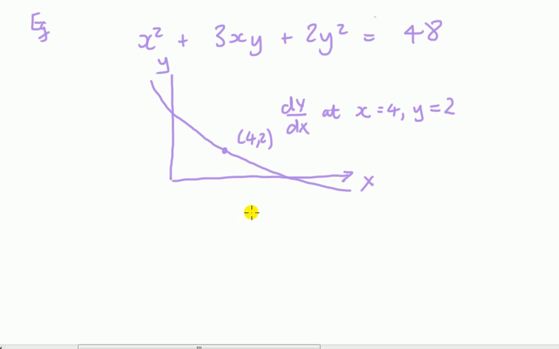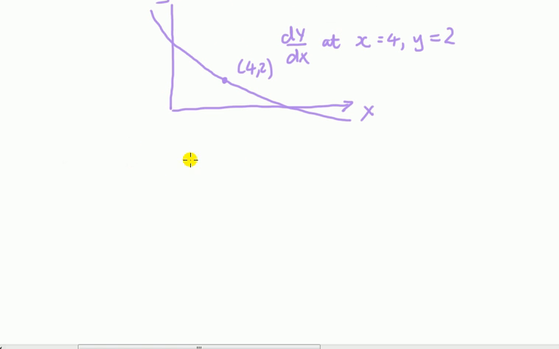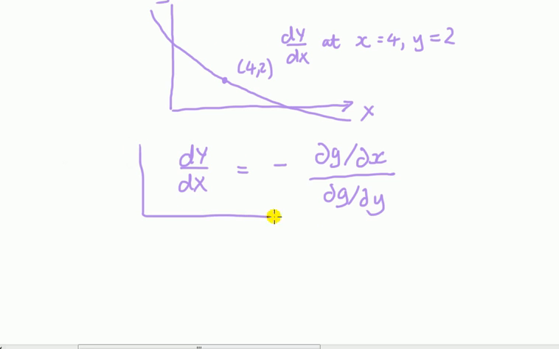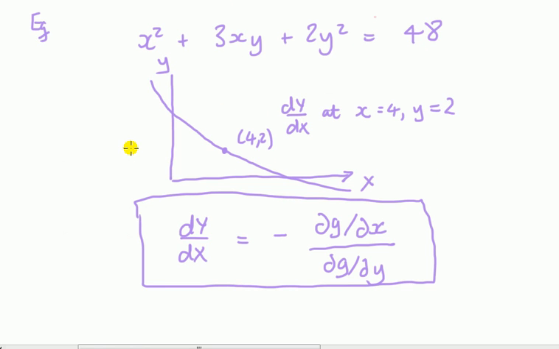Well, we can use the formula presented to you in the textbook, and let's just rewrite it. This is the formula. dy by dx is equal to minus the partial dg by dx, divided by dg by dy. And this is the formula that you memorize and apply. So let's do it for this case here.